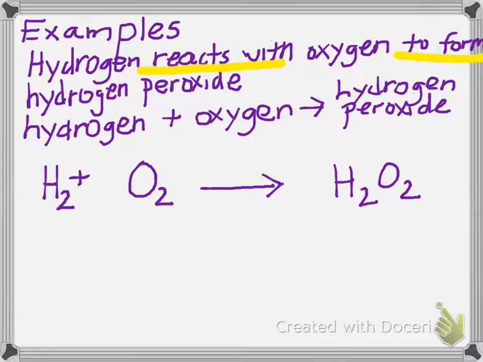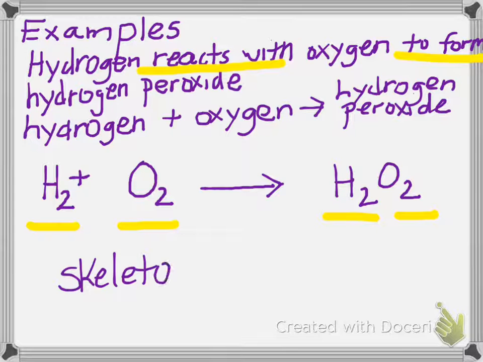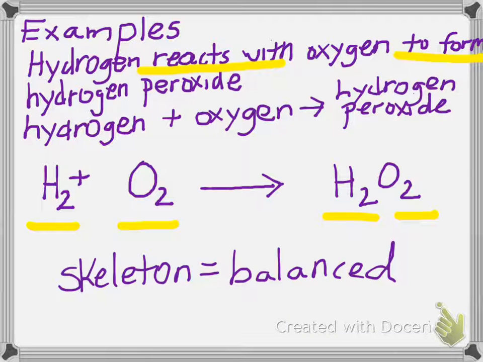So that's our skeleton equation. Now we need to balance this. So to balance this, again, we're checking to see, do we have the same number of all the atoms on both sides of the equation? So we have, okay, 2 hydrogens here. We have 2 hydrogens here. We have 2 oxygens here. We have 2 oxygens here. Our skeleton equation in this case also happens to be a balanced equation, because in this case, we don't need any coefficients. And this happens quite often, okay, that your skeleton equation will also be a balanced chemical equation. So that's our first example.